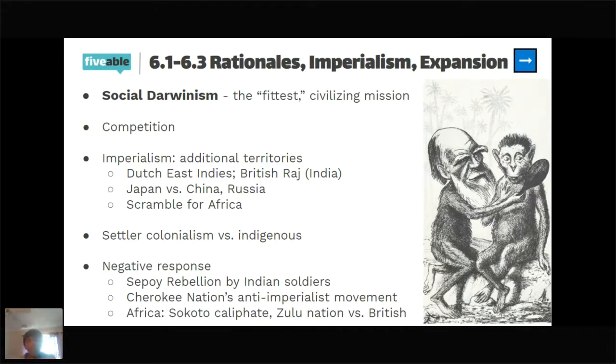So here, key concepts: social Darwinism, imperialism. Know the territory, know at least examples of it, and how indigenous people responded, how locals responded. So that's the defining points of this one.